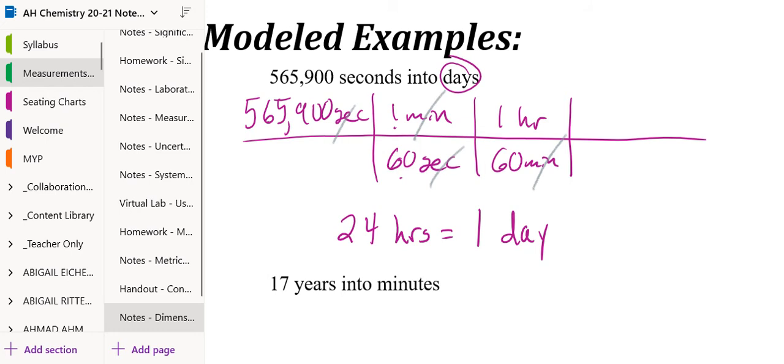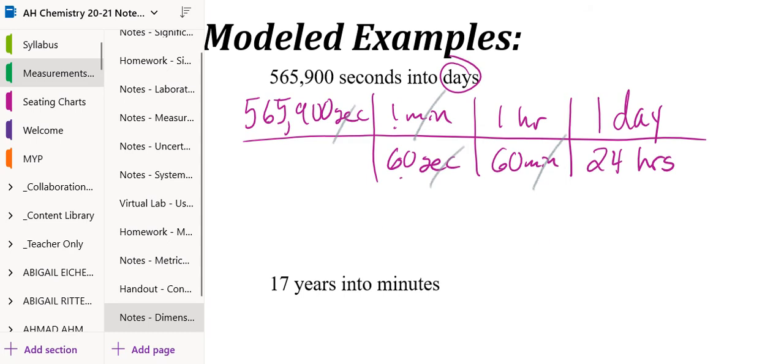How am I going to plug that in? I'm going to put 24 hours on the bottom and 1 day on the top. So what unit cancels out at this point? Hours. And if we look at our t-table, what's the only unit that hasn't canceled out? Days. And is that what I'm trying to find? Yes. That's how I know I need to stop and go ahead and calculate.